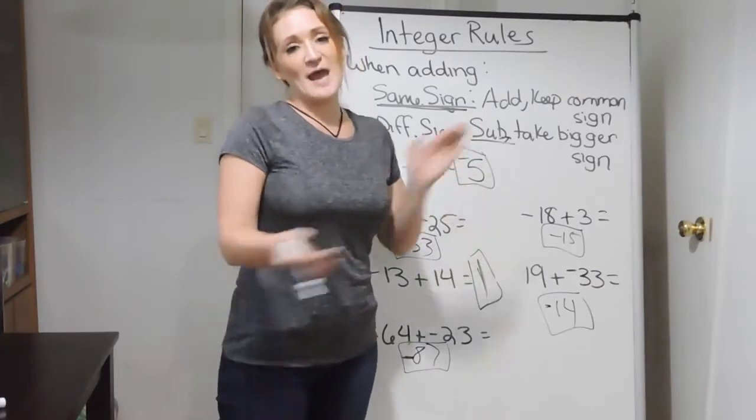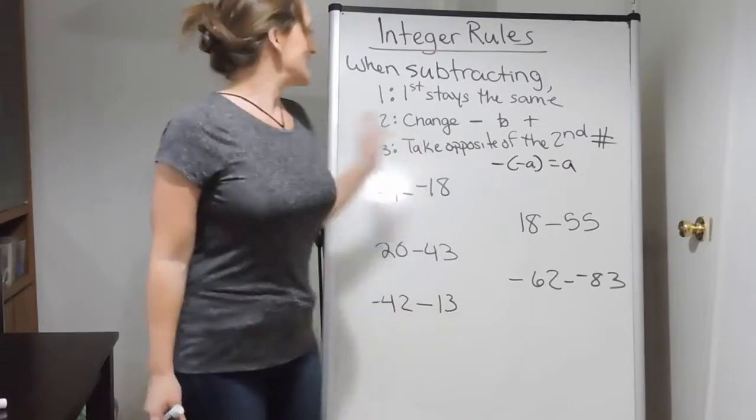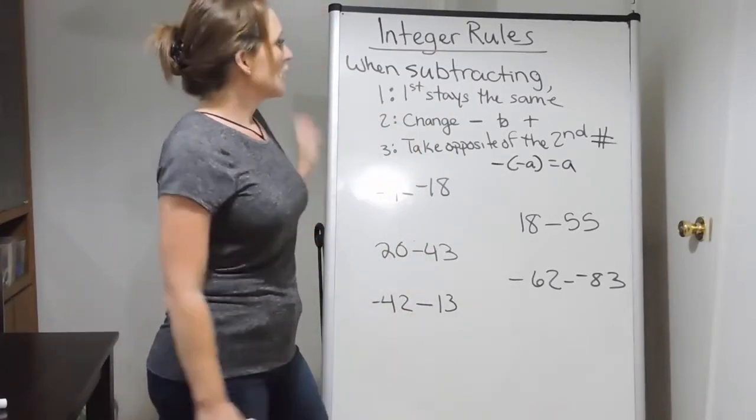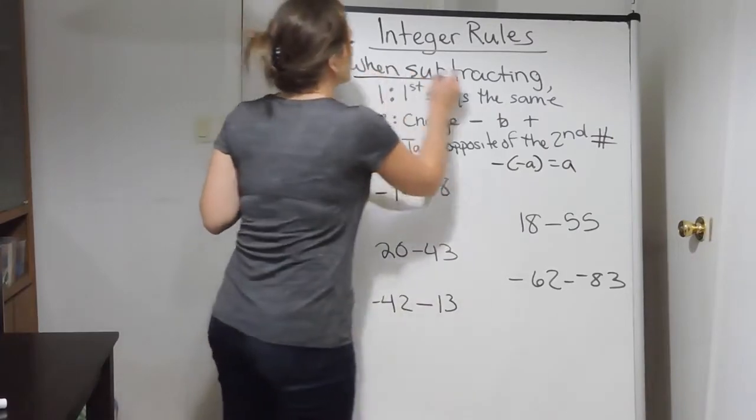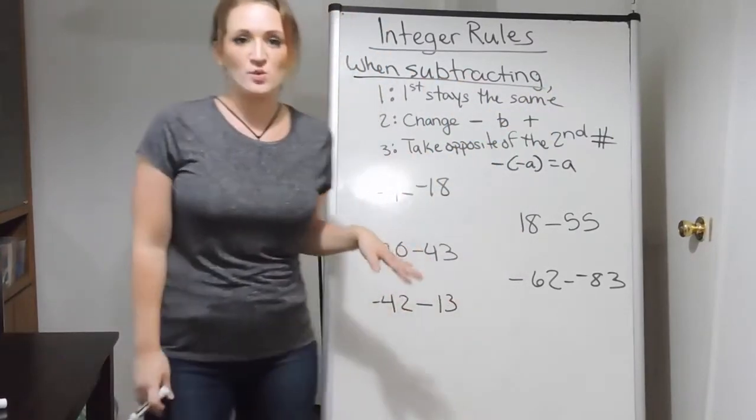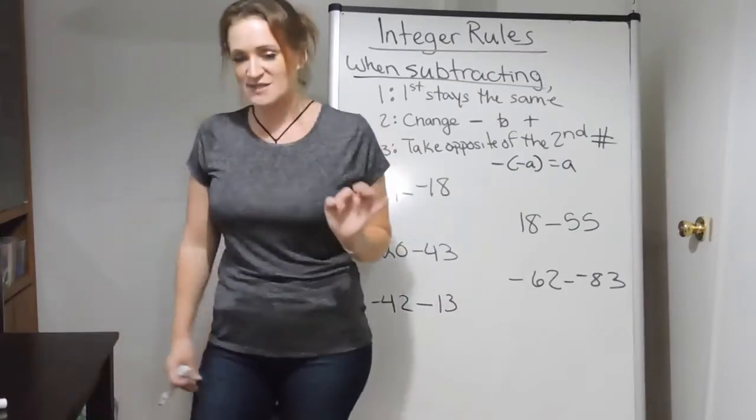So let's talk about what happens when we subtract. Alright, so then let's talk about our subtraction rules when it comes to integers. So this is a little bit different here. So we have the same subtraction rule regardless what you're dealing with here, whether the same sign, positive sign.